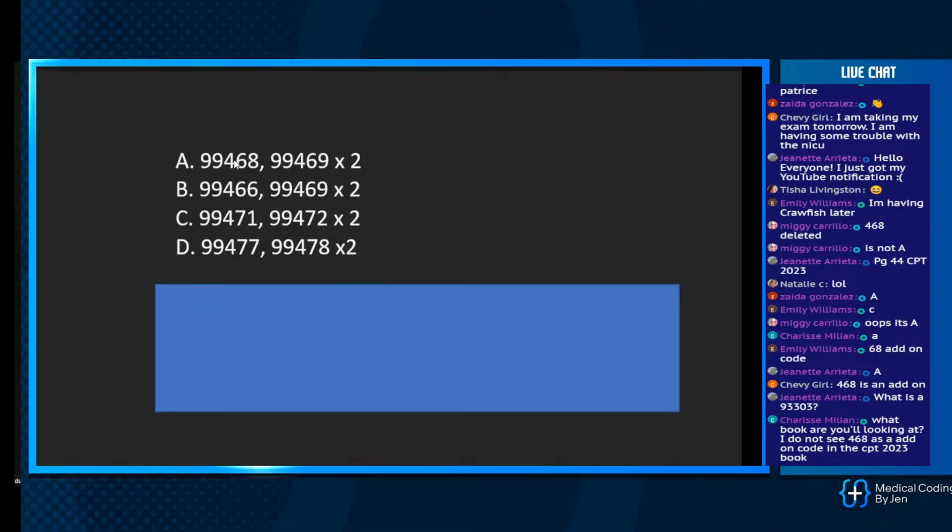All right, we've got our 468 again. So this was our 28 days or less. Every single one of the front codes is different, so we're not going to worry about this back stuff. Don't let it confuse you. So what is our 66 code?